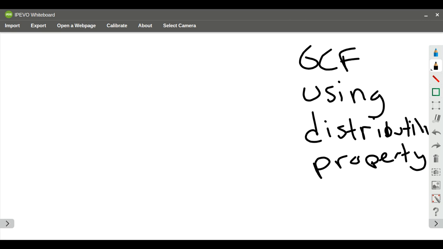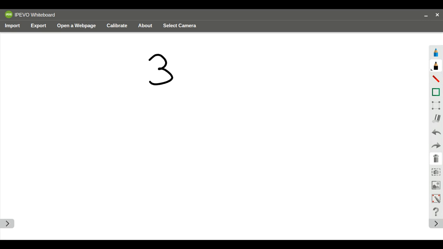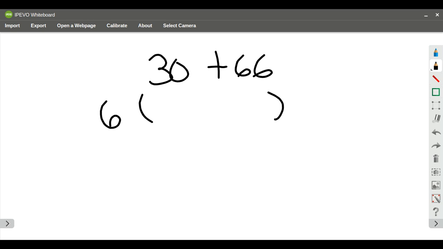If I have this expression, 30 added to 66, we need to find the greatest common factor. I can use prime factorization to help me find it. The greatest common factor in this case is going to be 6. So I write the 6 outside of the parentheses because that's my factor. That's what I'm going to multiply by. And then I'm going to divide everything on the inside by 6.